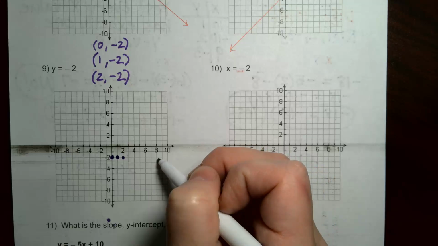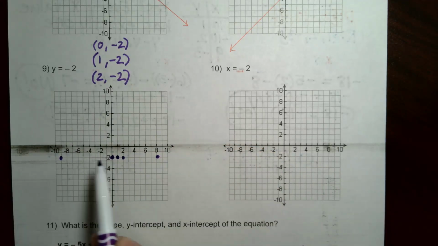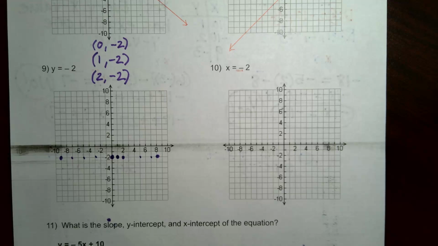Doesn't matter what your x is. Y is always going to be at that height. No matter what coordinate you choose, you're going to end up with a horizontal line like this. So all we need to do now is connect the dots.